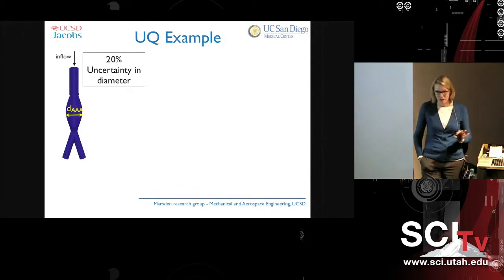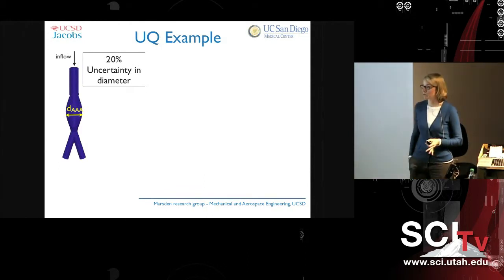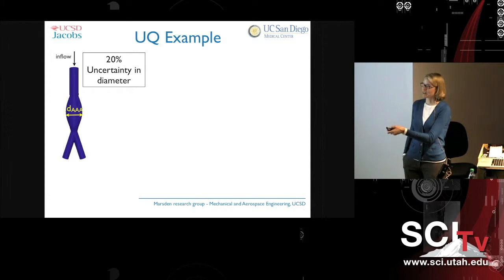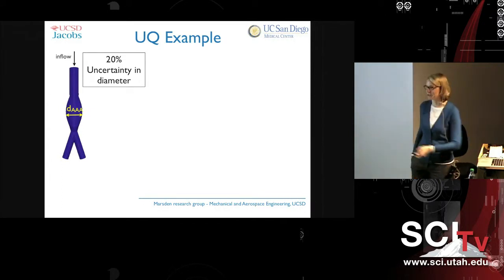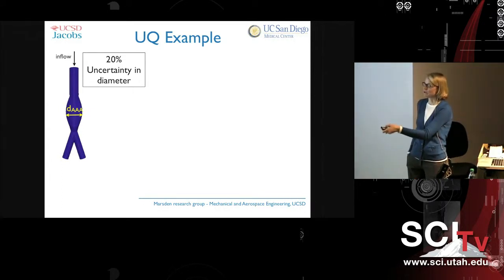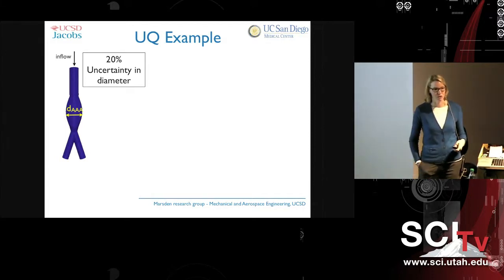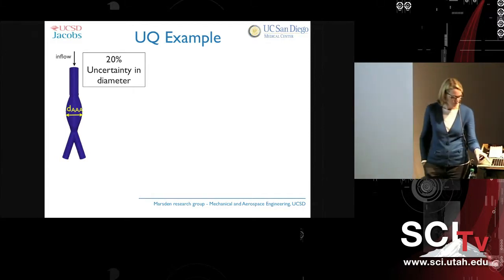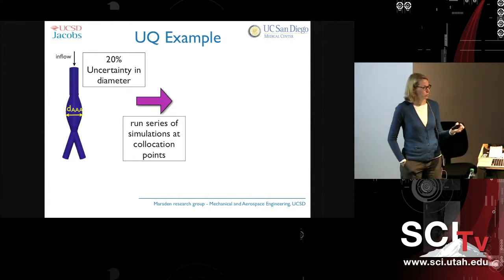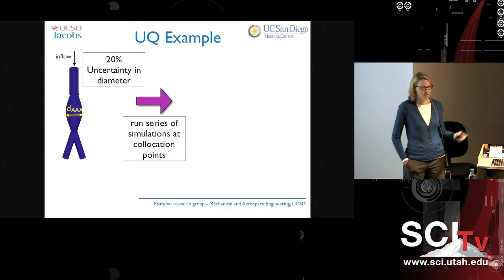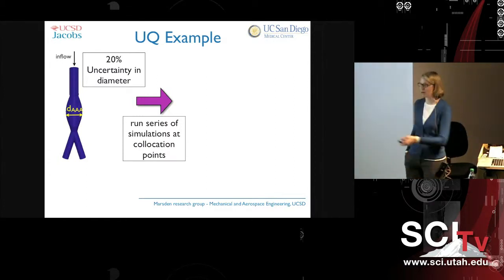So this is a very simplistic example of how this works. This is an idealized model of an aneurysm with a bifurcation. So like an abdominal aortic aneurysm, you have an inflow. We assumed a 20% uncertainty in the diameter of this aneurysm. We then would, this is just a 1D problem, run a series of simulations at the collocation points generated for this dimension.